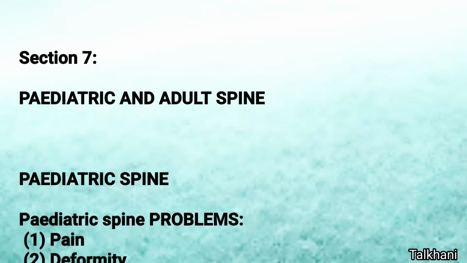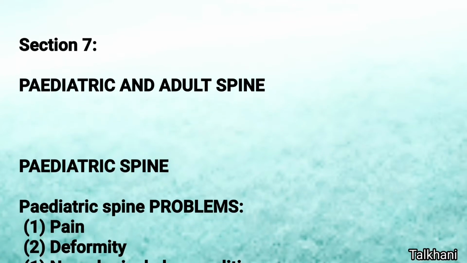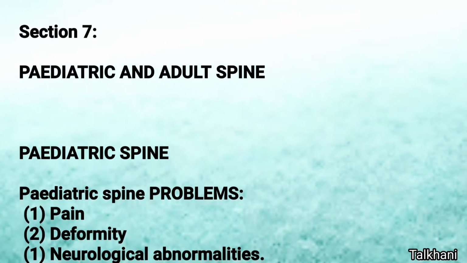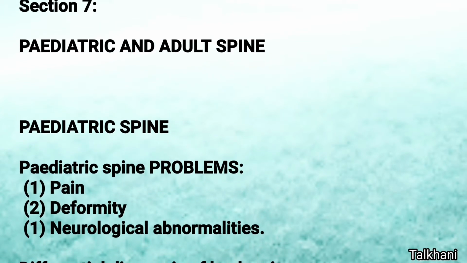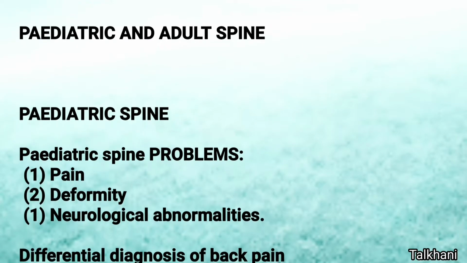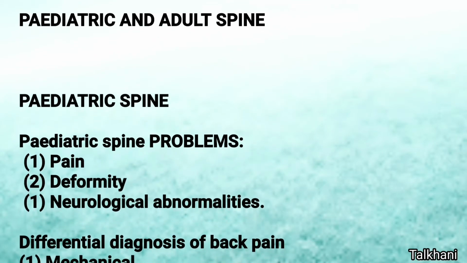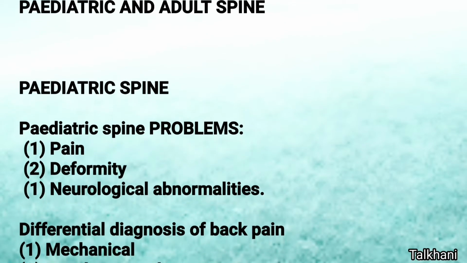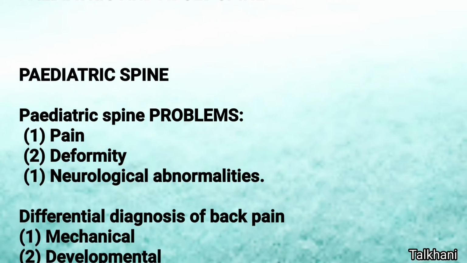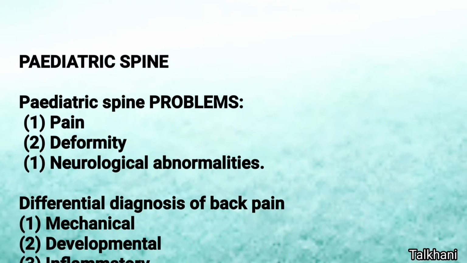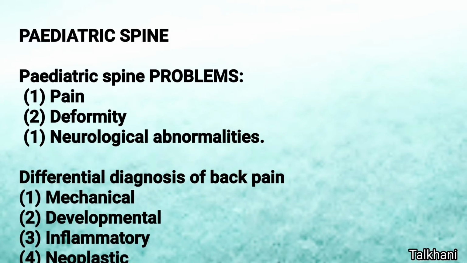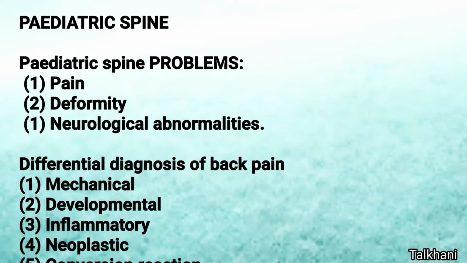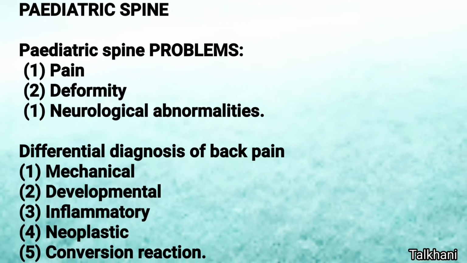Section 7 deals with pediatrics and adult spine. First part is pediatric spine. Three common pediatric spine problems are pain, deformity, and neurological abnormalities. Differential diagnosis of pediatric back pain involves number 1, mechanical problem, number 2, developmental, number 3, inflammatory, number 4, neoplastic, and number 5, conversion reaction.